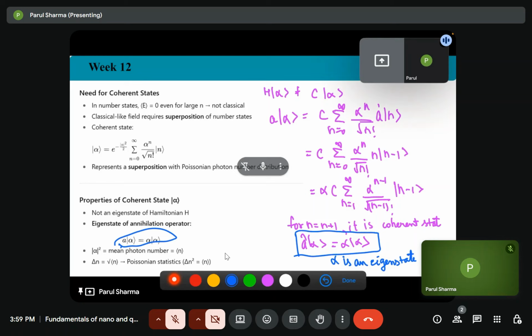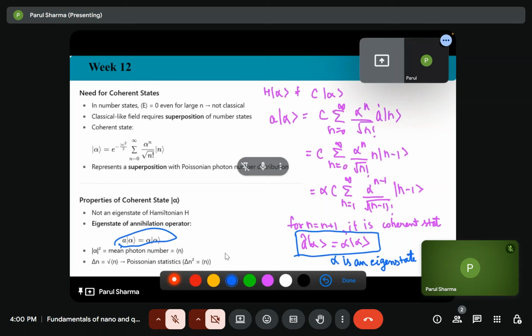So in number states, the expectation value of E was 0 for even large n. It means it is not a classical thing. So that's why we say that no single photon number state can represent a classical electric field. So we have to consider a superposition of photon number states. So here we have represented a superposition with Poissonian photon number distribution, and we saw that alpha is.